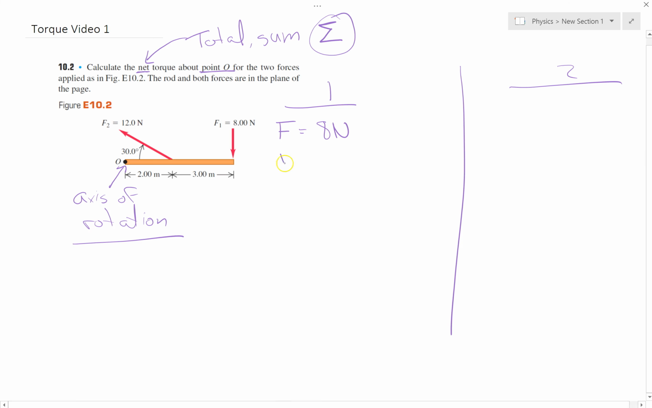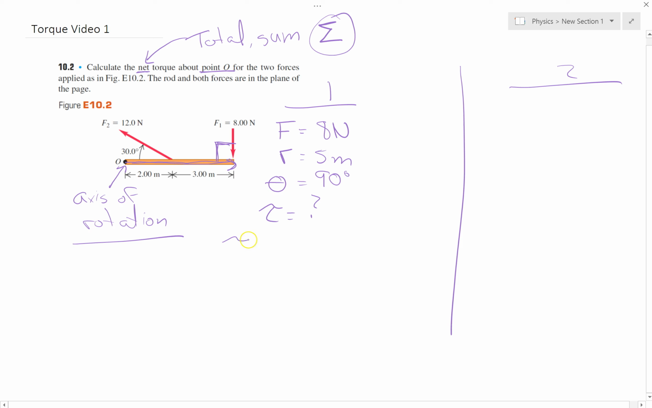Our lever arm R is going to go from the axis of rotation, so from the O point, all the way over here to the end of the rod. That's going to be 2 plus 3, which is 5 meters. And our angle theta between our lever arm and our force for force 1 is 90 degrees. What we're looking for is our torque, tau.